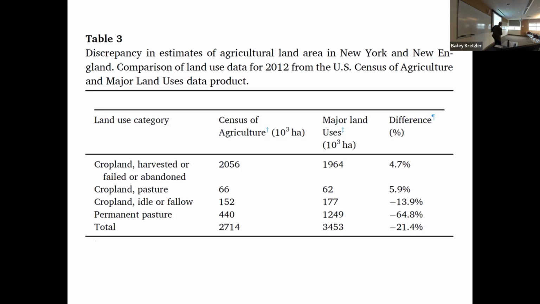The census maybe is not capturing all the land that's idle, for example. But the big difference is here in permanent pasture. It's huge. The value shown in the major land uses data is almost 3 times what it is in the census. And that's probably mostly coming from the National Resource Inventory, which is going out and keeping track of land use change on 5-year intervals.